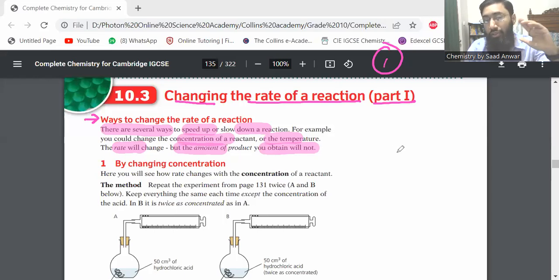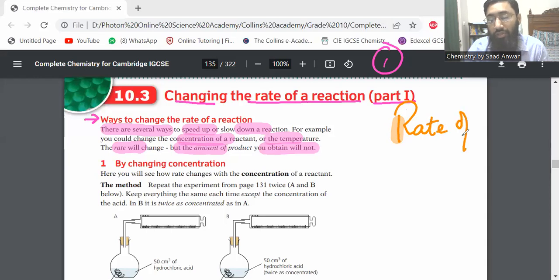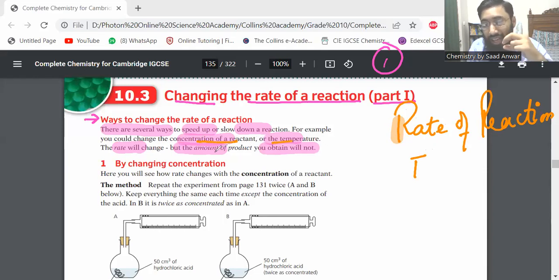these are the ways to change the rate of reaction. Rate of reaction means speed of reaction. By changing the temperature or the concentration of a reactant, we can change the rate of reaction. But remember, the amount of final product will remain the same. Then what will change? The speed with which the reaction is taking place. That speed will change, but the amount of final product will not.